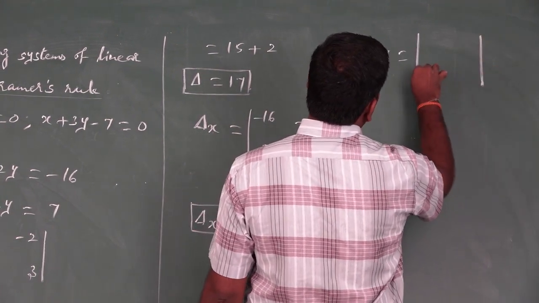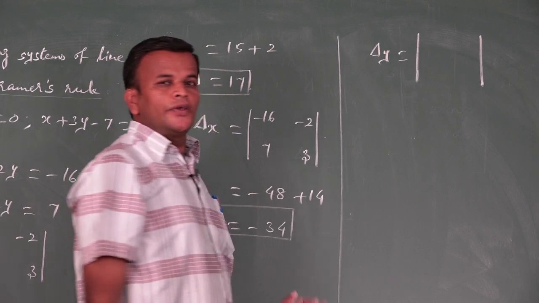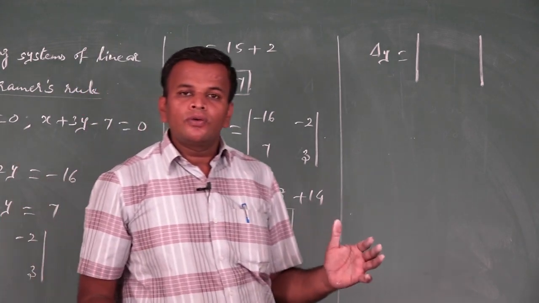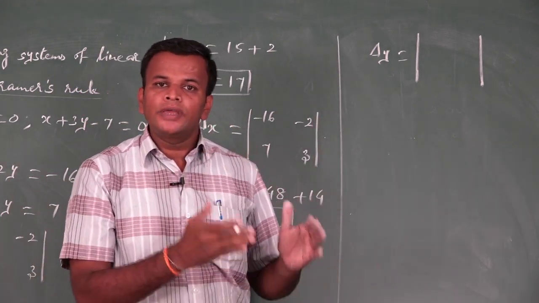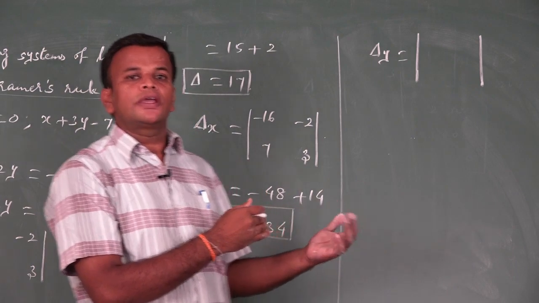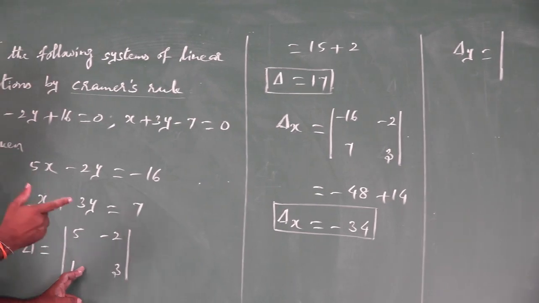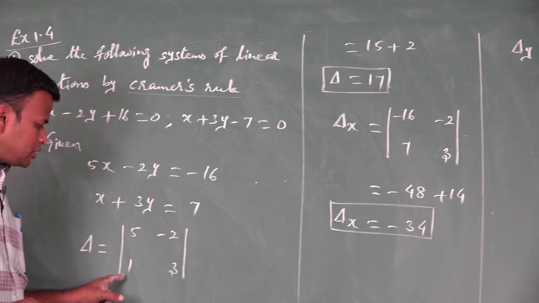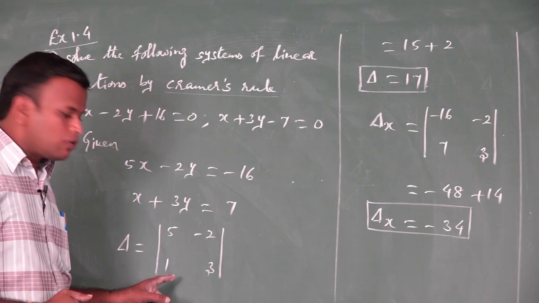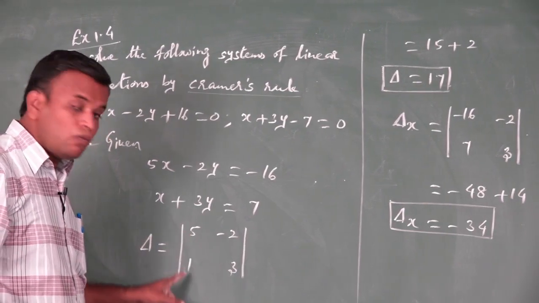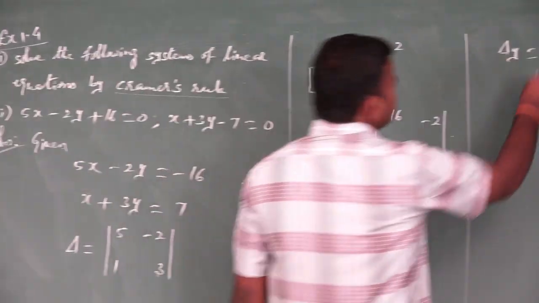What is the working rule to find del y? In del, we remove the coefficient of y column and enter the RHS value. So now the value of del is 5, 1, minus 2, 3. Now we find del y. The coefficient of x column has no change, so we write it as it is: 5, 1.